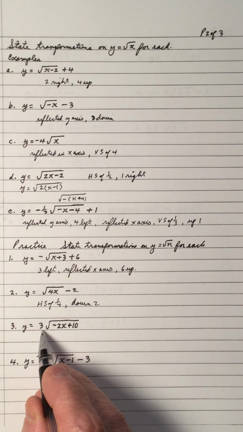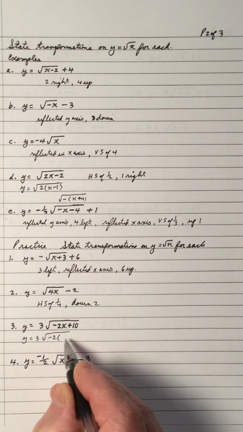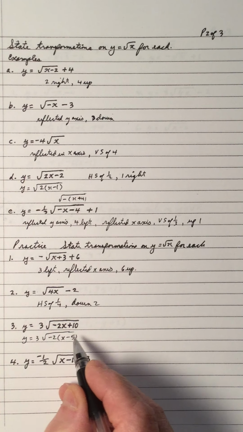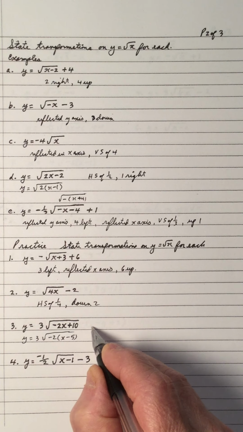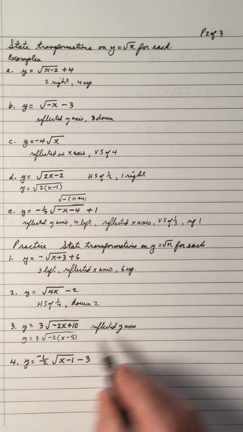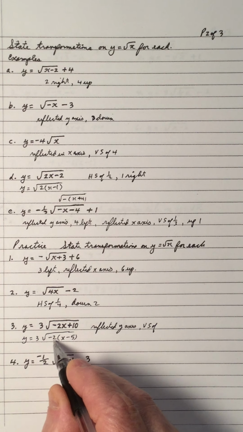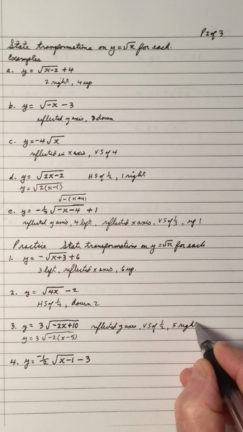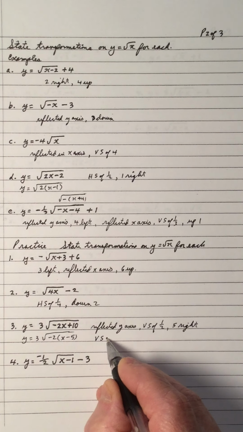Number 3, y equals 3 times the root of negative 2x plus 10. Inside the bracket, I have to make sure it's in factored form. Negative 2x divided by negative 2 is x, and plus 10 divided by negative 2 is negative 5. In terms of the x, it's negative, so it's reflected in the y-axis, making it go to the left instead of to the right. Again, be careful, the x is the reciprocal. The opposite of negative 5 is plus 5, so it's 5 right. And because it's 3 times the square root, it has a vertical stretch of 3.